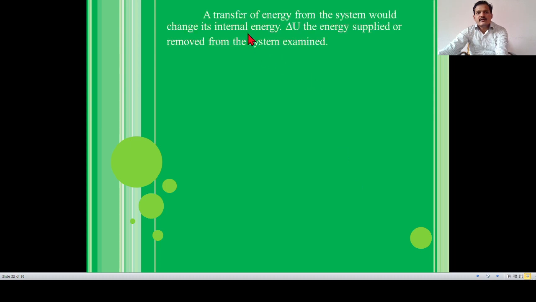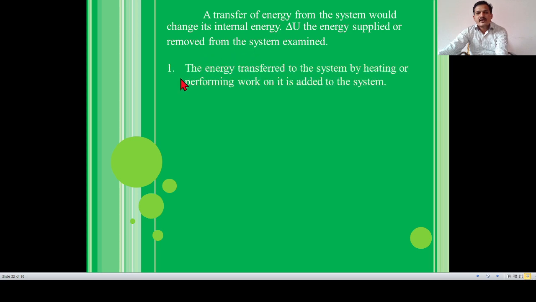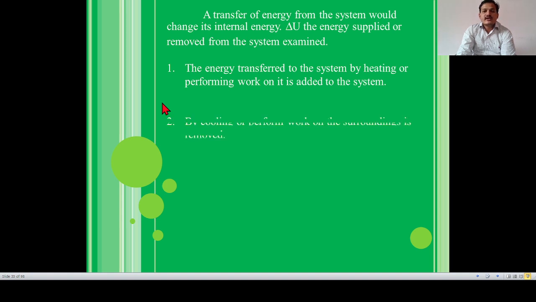A transfer of energy to or from the system would change its internal energy, delta U. Number one: energy transferred to the system by heating or by performing work on it is added to the system. Number two: by cooling, or by the system performing work on the surroundings, energy is removed.